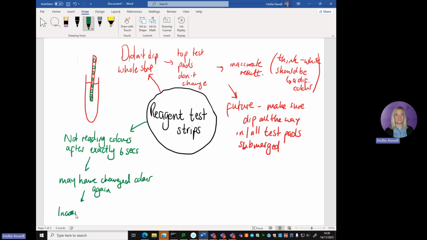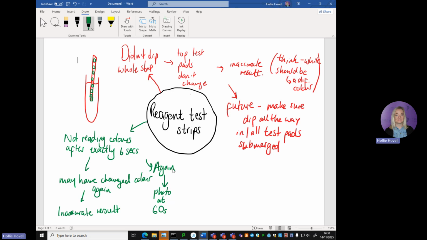And therefore you're going to get an inaccurate result. If you did it again, so if you were to do it again, what could you do differently? Well, what you could do is perhaps take a photo at 60 seconds so that when you read the colours off, it was the colour that it was at 60 seconds.